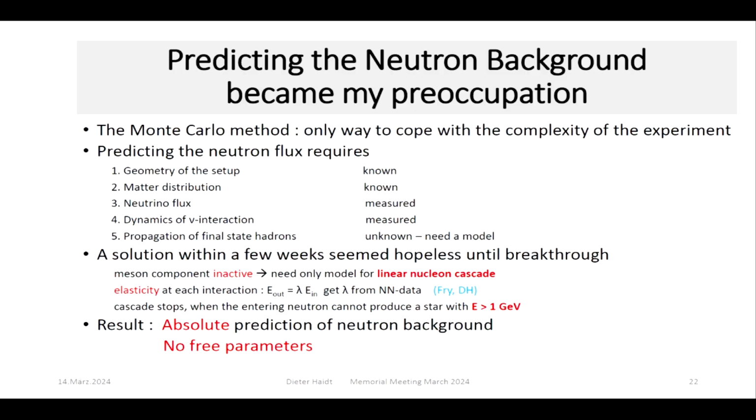5 different ingredients. One was the geometry of the setup, that was known. The matter distribution, that was also known. The neutrino flux was measured. The dynamics of the neutrino interactions could be taken directly from the experiment. So the real problem which remained was to propagate the final state particles during the whole material which was there.